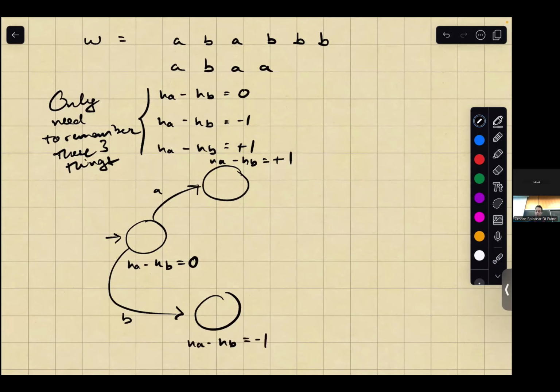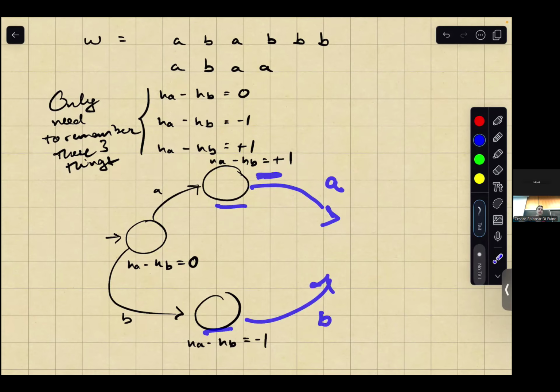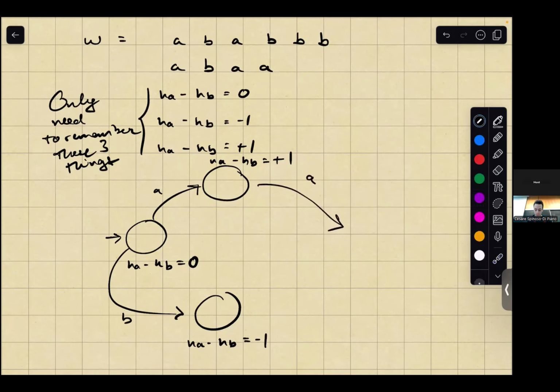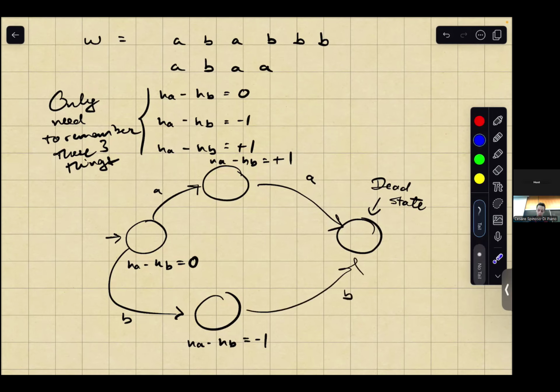And now if from either of these states, I read in this case an A or a B, that means that I exceeded my prefix condition by +1, right? So now I'm at +2. And I don't care what's after that. Here, I'm essentially dead, right? Dead state, I just reject anything, right? And if here I read a B, then my counter would decrement to -2. And again, I would have at least one prefix that negates this property here.